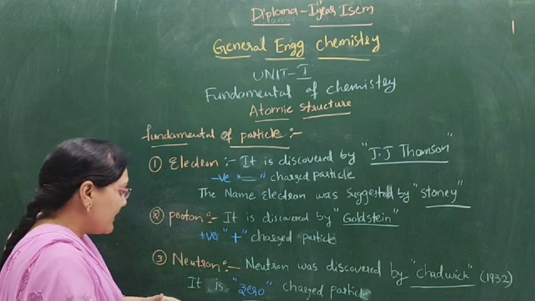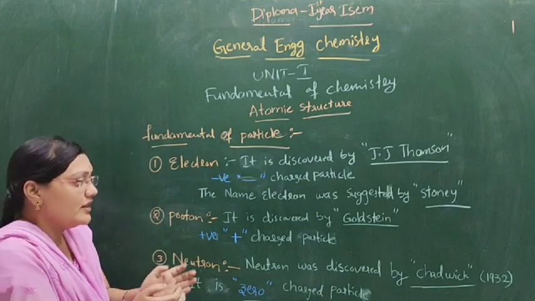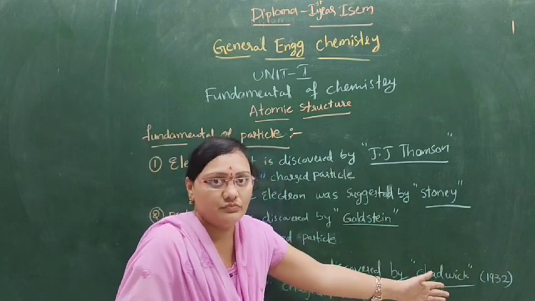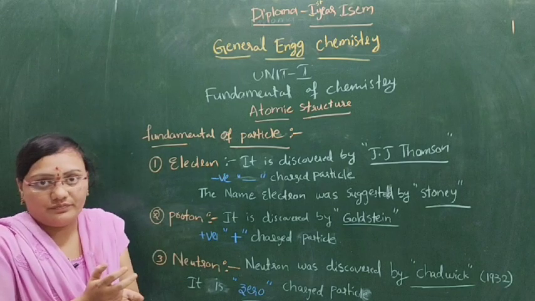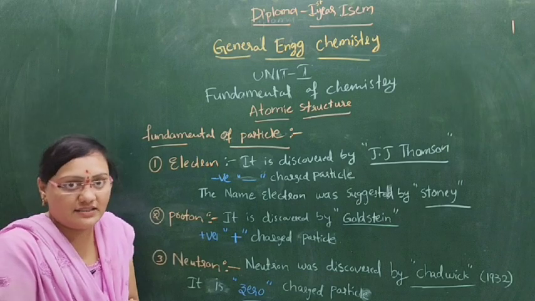The next one is the neutron. The neutron was discovered by Chadwick in 1932. It has zero charge. It is a zero charge particle.